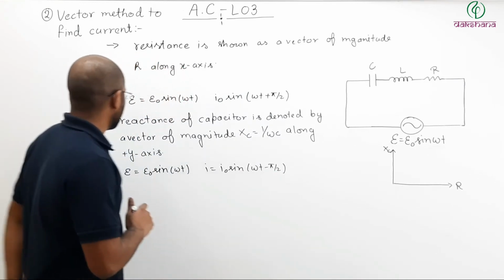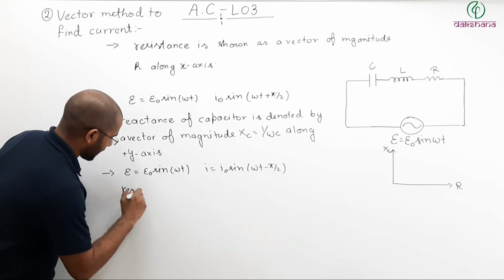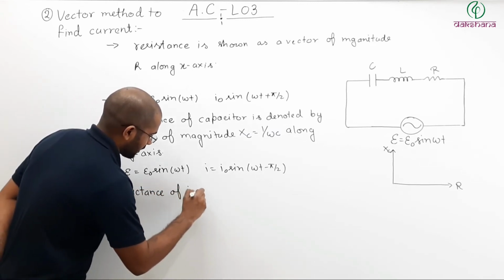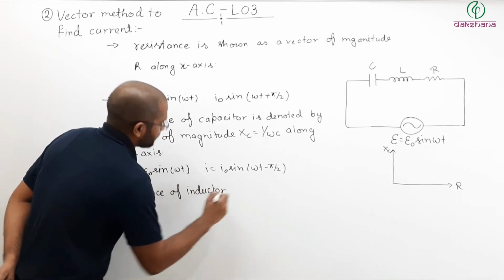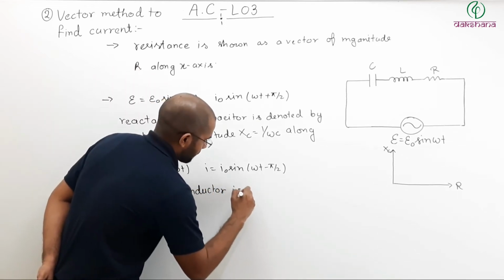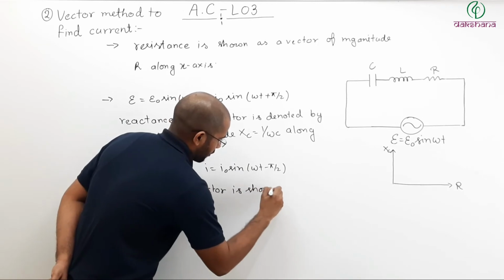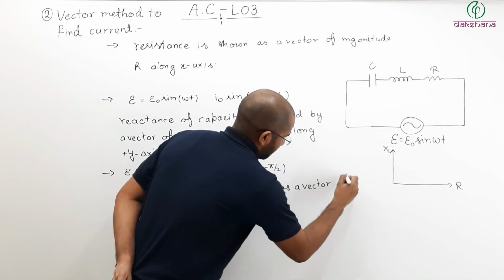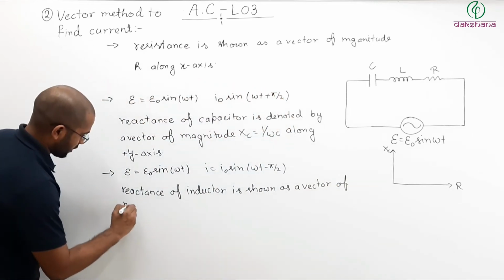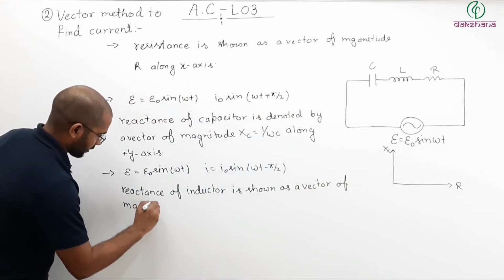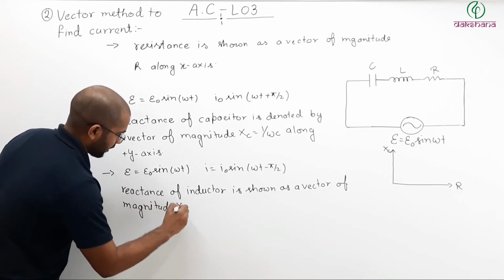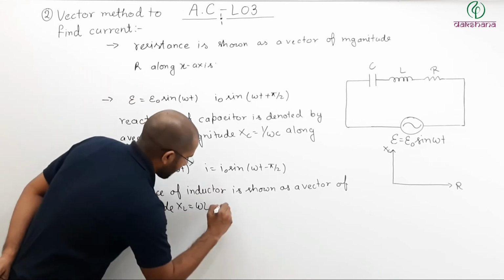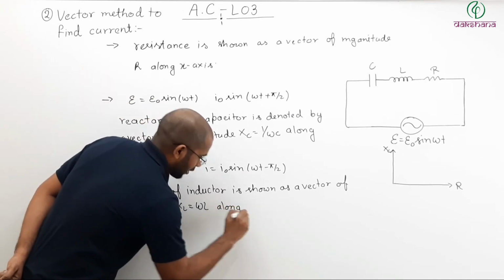So here what I will do? The reactance of the inductor is shown as a vector of magnitude XL equals omega L, that you already know. Along which direction?